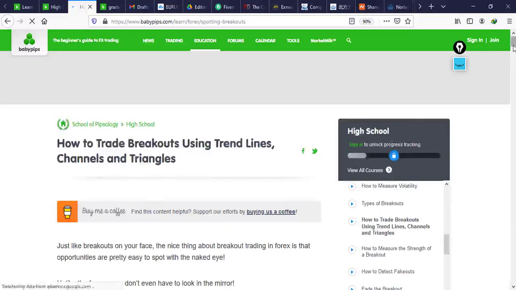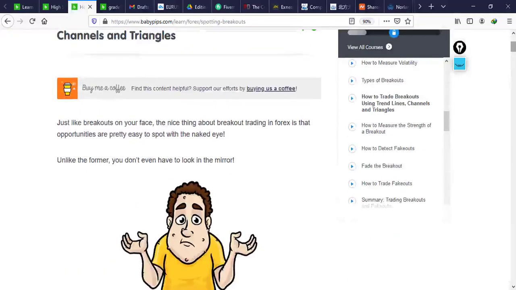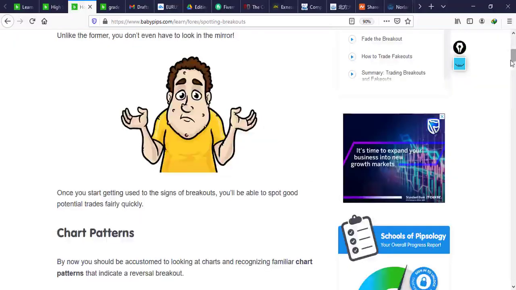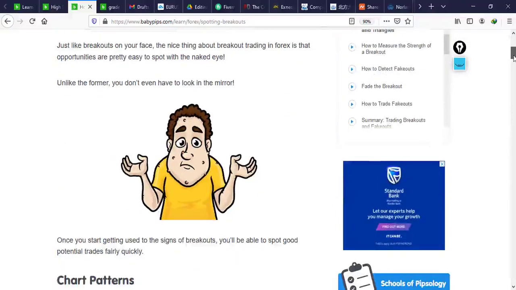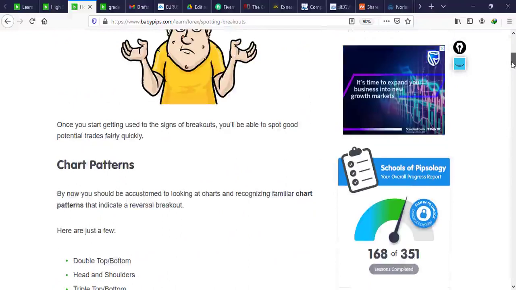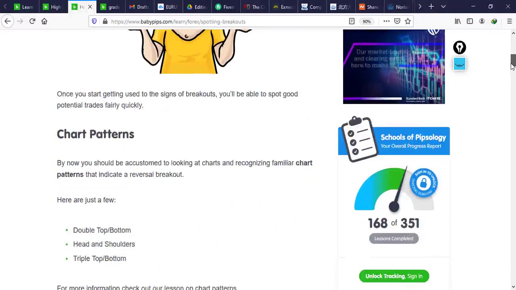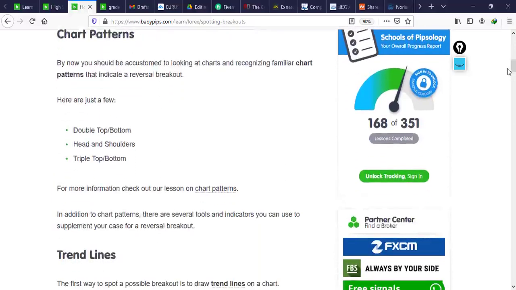So here we are on how to trade breakouts using trend lines, channels and triangles. Spotting breakouts is not that difficult with a little practice. Just like your face, there are different parts of it. You can use that pattern as well to understand how breakouts work. By now you already know chart patterns, and here are a few of them. We've discussed all this before: double tops and double bottoms, head and shoulders, triple tops and triple bottoms.